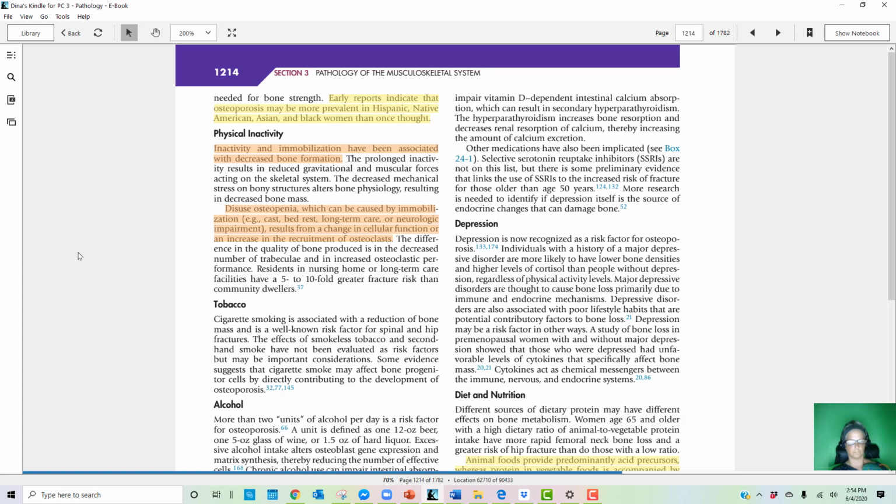The difference in the quality of bone produced is in the decreased number of trabeculae and in increased osteoclastic performance. Residents in nursing home or long-term care facilities have a 5 to 10-fold greater fracture risk than community dwellers.